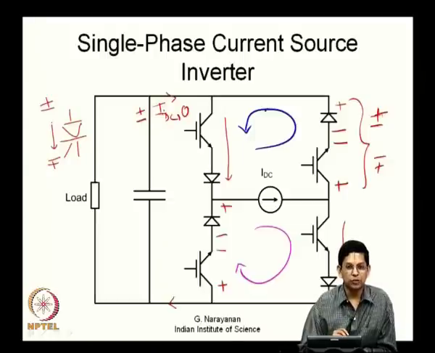So, like a voltage source inverter is capable of applying plus VDC, minus VDC or 0, this is capable of injecting plus IDC, minus IDC or 0 through the load. This is a current source inverter now.